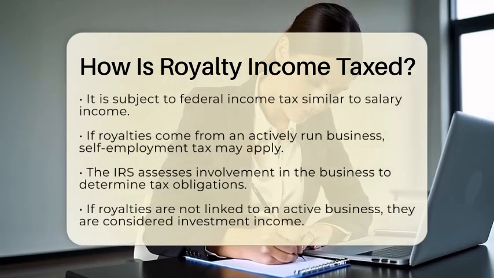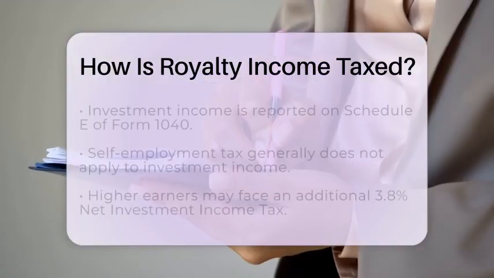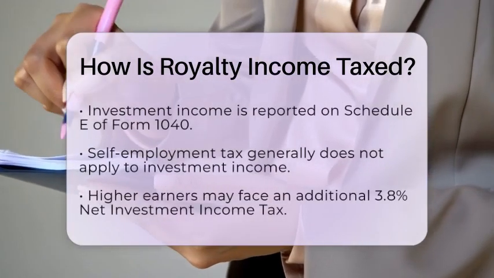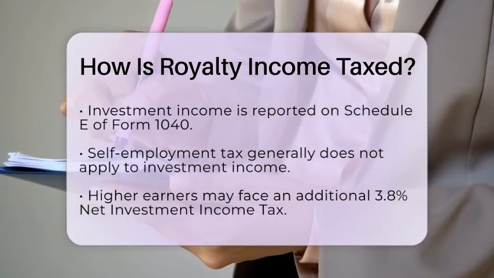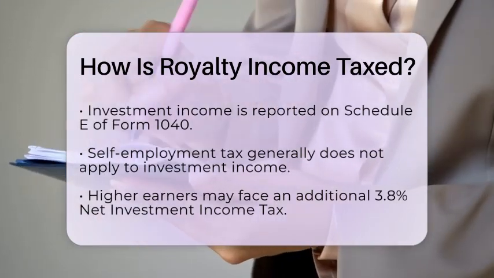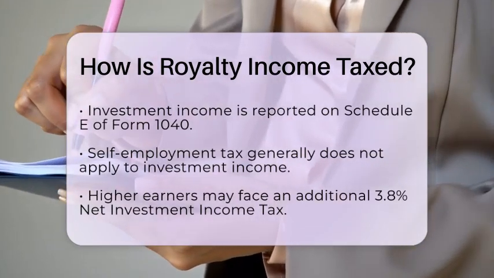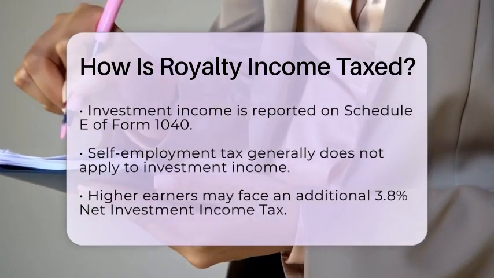State taxes also come into play, and these can vary widely. For example, in states like California, your royalty income will be taxed at your applicable state tax rate. You can also deduct certain business-related expenses that helped you generate this income, such as legal fees or licensing costs. This can help lower your taxable income.